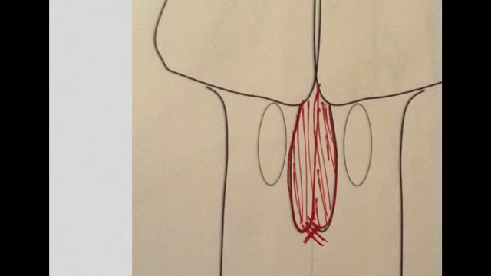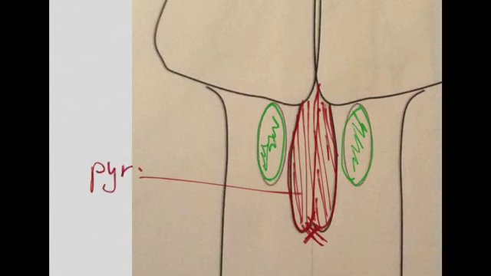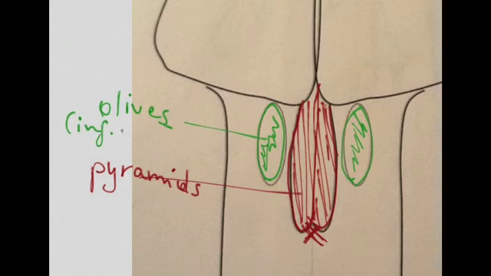Lateral to the pyramids are found the olives, which cover the inferior olivary nucleus. Remember the pyramids, and these are the olives. Behind them, the inferior olivary nucleus.